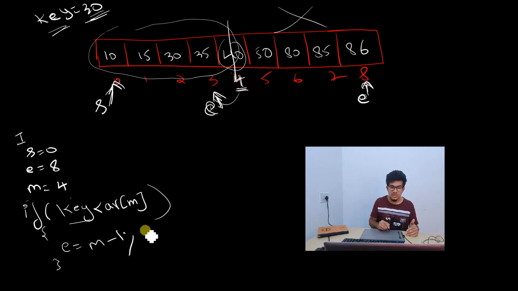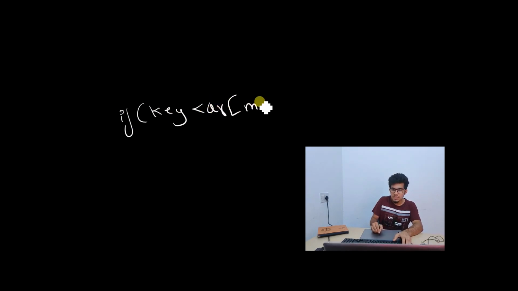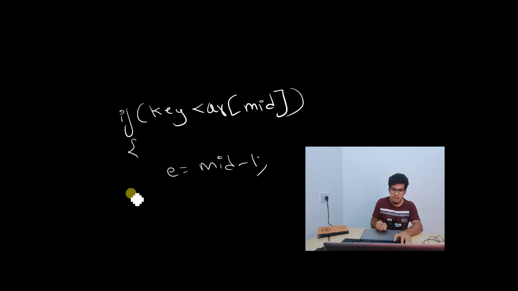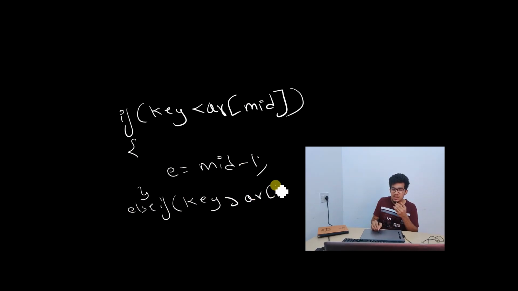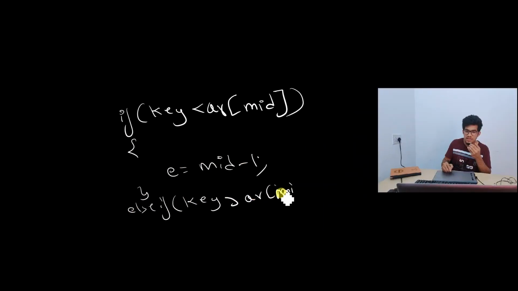For this, there is one else part. Let me write the code this side. Whatever code I'm thinking, I'm writing it here. Watch here. If the key is less than AR of mid, it means the key is on the left side, right? If the key is on the left side, my new ending index is mid minus 1. But for this, there is one else if. What is that else if? What if the key is greater than AR of mid?